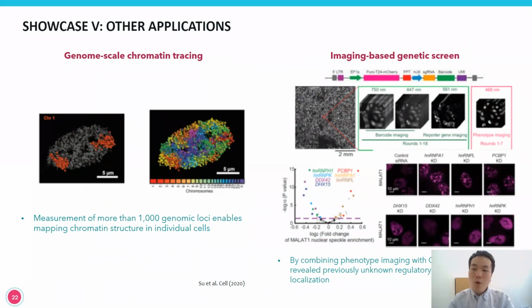In addition to all the showcase examples that I just illustrated, MERFISH has been used to label genomic loci in individual cells and perform genome-scale chromatin tracing. Or you can even use this to perform imaging-based genetic screens such as CRISPR screens. However, for the sake of time today, I'm not going to go through these examples in detail. If you're interested in learning more, I really strongly recommend you to look for the papers that are cited below.